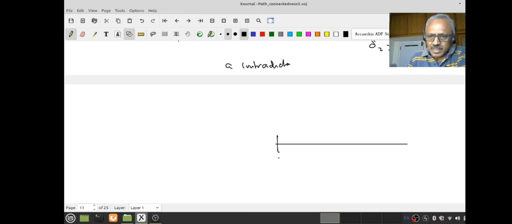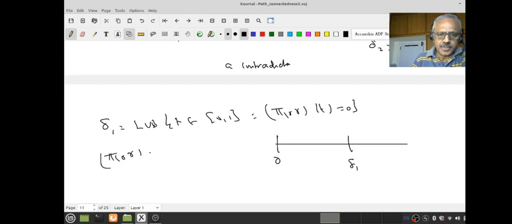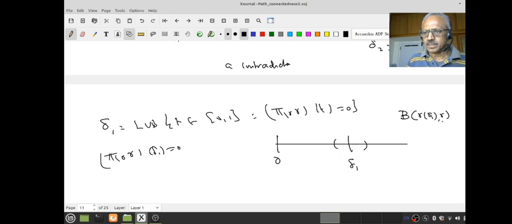So what I have is 0, I have delta 1, this is the LUB of the set of all t in [0,1] so that pi 1 composite gamma of t is 0. Therefore we know pi 1 composite gamma of delta 1 is 0. Now, using the continuity of gamma at delta 1, there exists an open set, some ball B of gamma of delta 1 with some radius r, that does not intersect the x-axis.